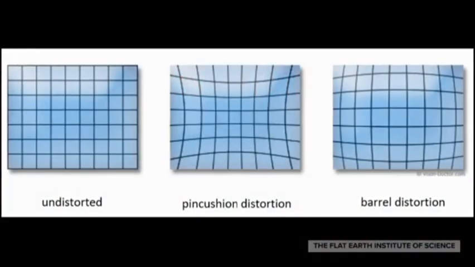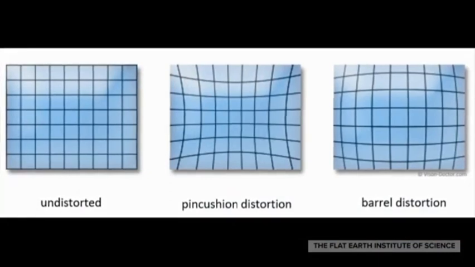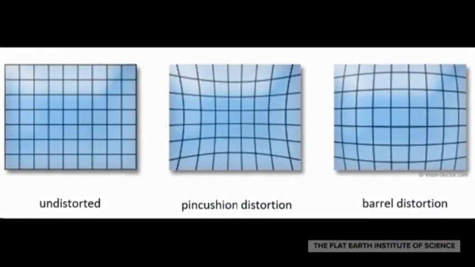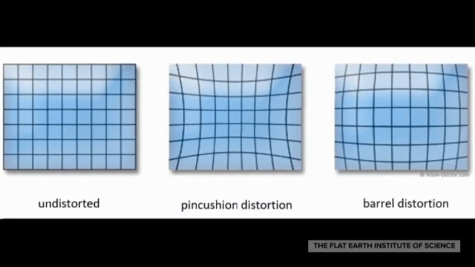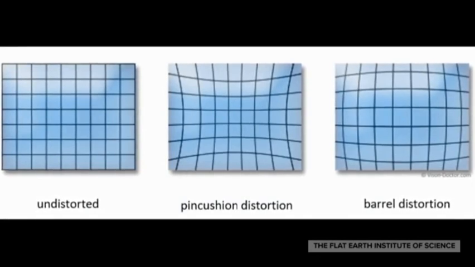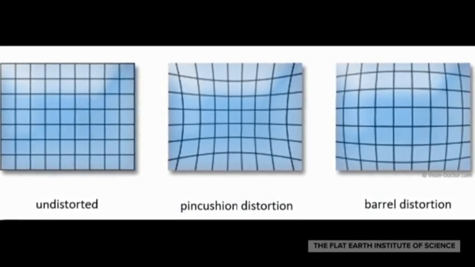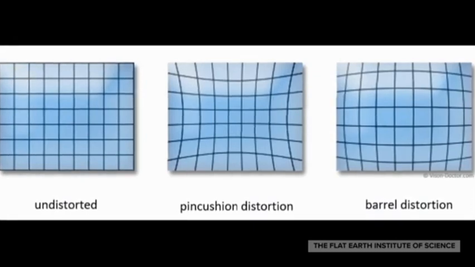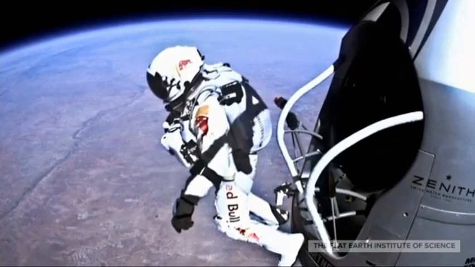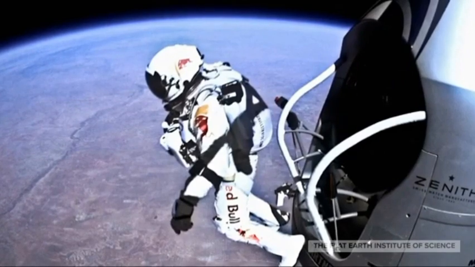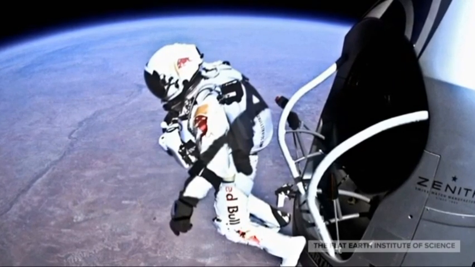Now, as many already know, a frequent factor that causes horizons to appear to curve is a camera's lens distortion. When someone shows you a picture of a curved horizon, this is something important that should be taken into consideration. Neil Tyson was smart enough to acknowledge this when he spoke of this Red Bull drop photo.